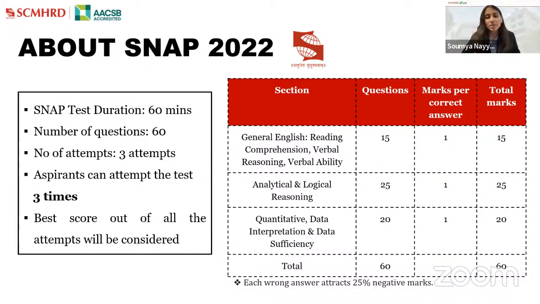The SNAP exam particularly consists of 3 sections, which are general English, analytical and logical reasoning, and quantitative and data interpretation. There are 15 questions for general English, 25 for analytical and logical reasoning, and 20 for quantitative and data interpretation. And again, if you give a correct answer, you earn 1 mark. But if you give a wrong answer, there will be a negative marking of 0.25. So analyze the paper accordingly, and choose the questions accordingly so that you don't lose a lot of marks. Next slide, please.